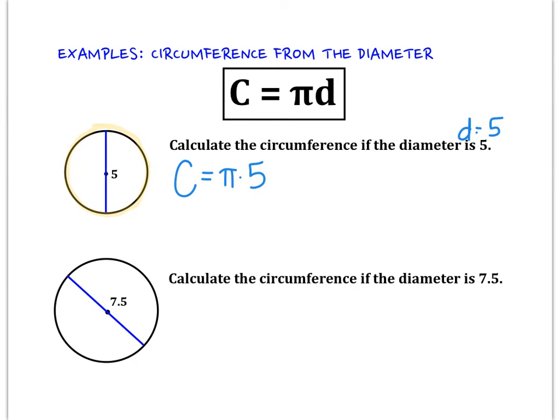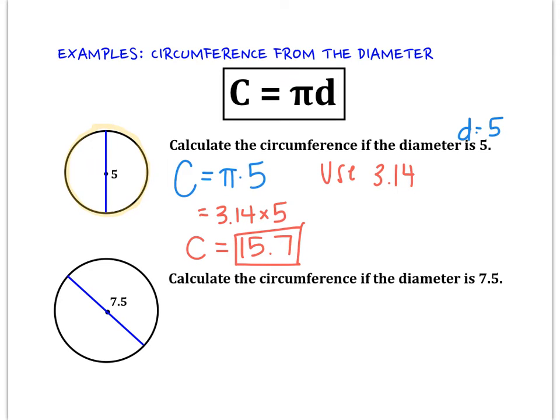Now on your calculator, you might notice that you have a pi button. Some do and some don't. We're going to use 3.14 for pi, so we're going to round it ourselves. So in my calculator, I would take 3.14 and multiply that by 5. And that would tell me that the distance around this particular circle would be 15.7.